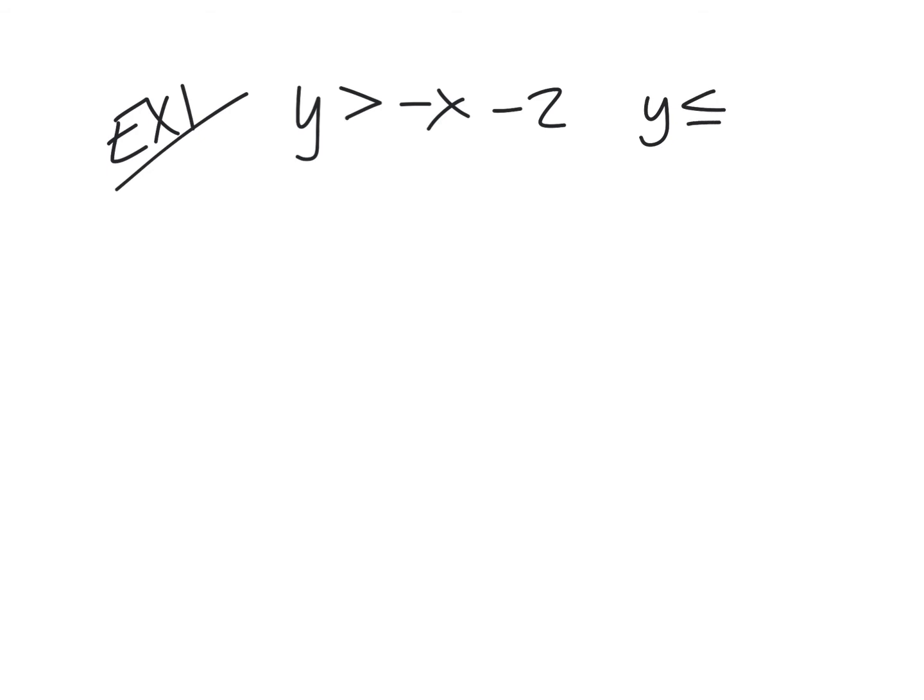Look at example 1. We're going to graph the system of linear inequalities. So we have two inequalities. y is greater than negative x minus 2, and then y is less than or equal to 3x plus 6. If you want graph paper, there should be some over there, or you can just sketch it in your journals, whichever way you prefer.